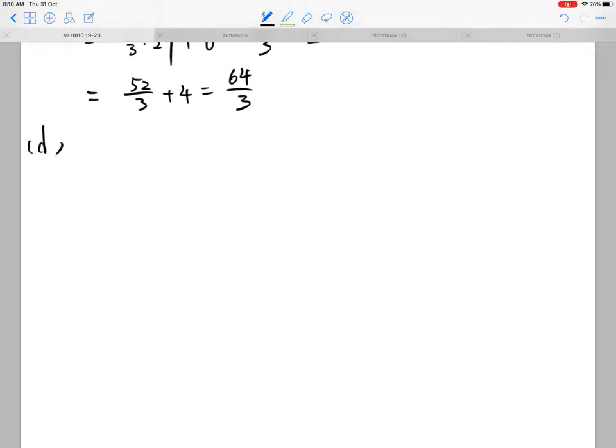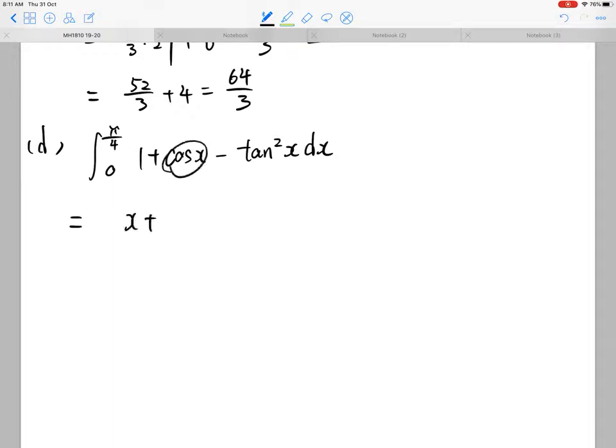Part D. It's the integration from 0 to pi over 4 of 1 plus cosine x minus tangent x squared. First, what function's derivative is 1? It's going to be x. And what function's derivative is cosine x? Because sine x's derivative is cosine x, this part is sine x.